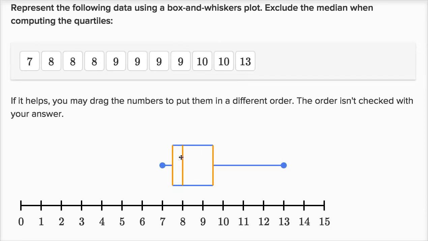Now the median is just the middle number. If we sort them in order, the median is just the middle number. We have 11 numbers here, so the middle one is going to have 5 on either side. So it's going to be this 9. If we had 10 numbers, an even number of numbers, you would have had 2 middle numbers, and then to find the median, you would have found the mean of those two.